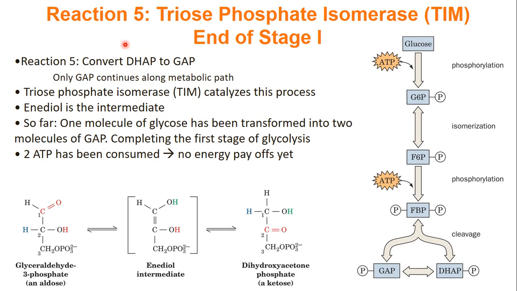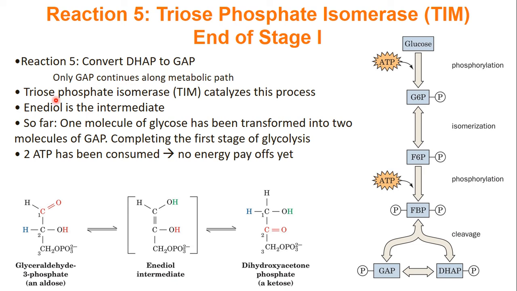Reaction 5, we have to convert DHAP to GAP. The reason is, as you saw in the previous mechanism, you get 2 different 3-carbon sugars. To be efficient, though, we only have enzymes that work on one of these 3-carbon sugars, and that's GAP. So only GAP continues along the metabolic pathway.